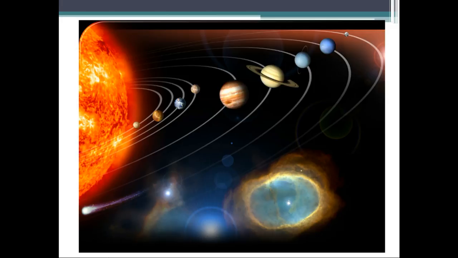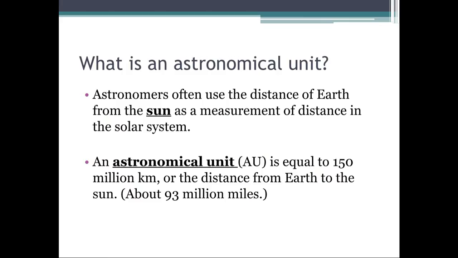Now, kilometers work well on Earth. But that would be like trying to use centimeters or inches to measure the distance from your house all the way to the end of the street or your neighborhood. So we have a different unit that we're going to use instead, an astronomical unit. Astronomers often use the distance of the Earth from the sun as a measurement of distance, and we call it an astronomical unit. That's AU for short.